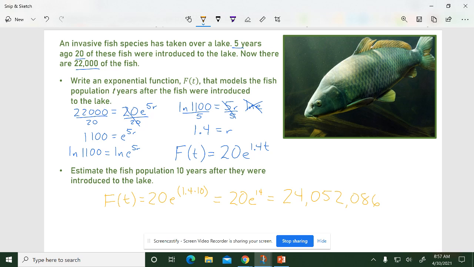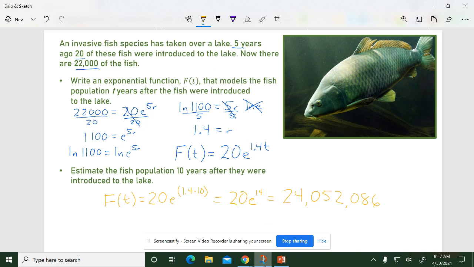A lot of fish. So chances are something's going to happen at some point to keep this fish population from growing at this rate, because there's only so much room in a lake. But right now they are growing at an alarming rate. And after 10 years, you end up with over 24 million of these fish. All right. So the new thing there that wasn't a part of the problems we did last time was finding the rate. But as you can see, it's pretty much the same as when you're trying to solve for the time. You're using that logarithm, taking a log of both sides to be able to isolate the variable.